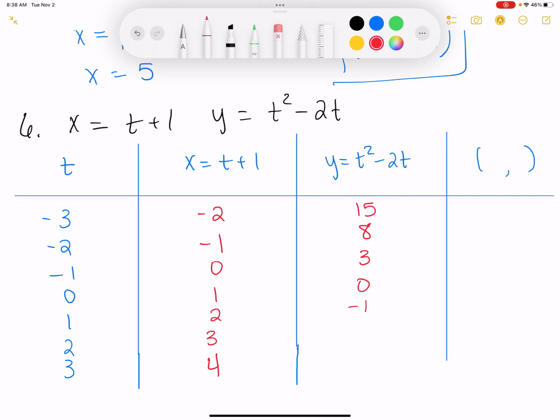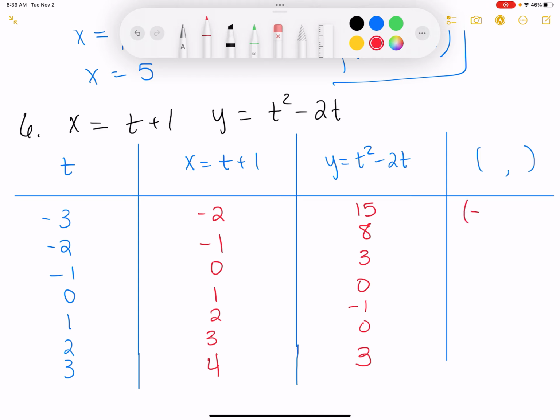No, 2 squared is 4. Oh, wait, no. Right, it's 4 minus 4, so it's 0. I was putting 4 into the same. And then 3 squared minus 2 times 3, 3. And then now you just copy them over.